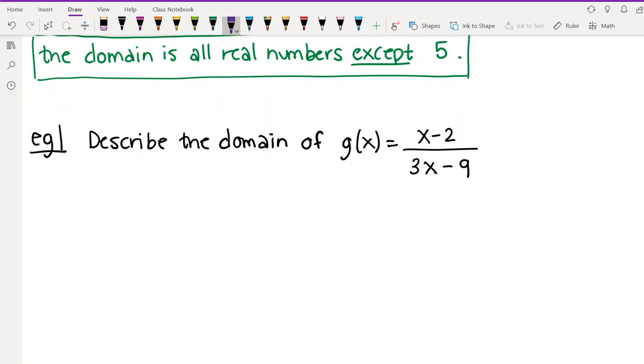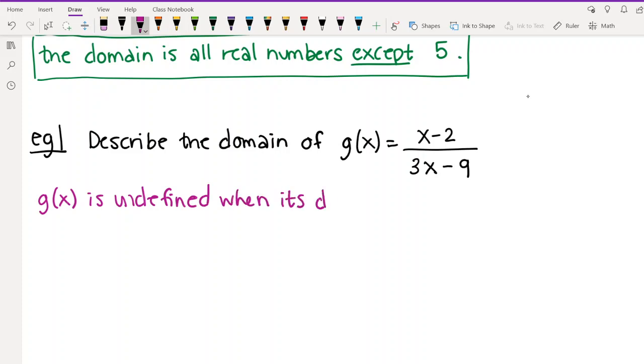So again, same kind of thing as the last one, right? The domain is going to consist of all the numbers so that this function is defined. So what's going to make this undefined? Well, when the denominator is 0. So g of x is undefined when its denominator is 0. And so this one maybe is a little trickier to see.